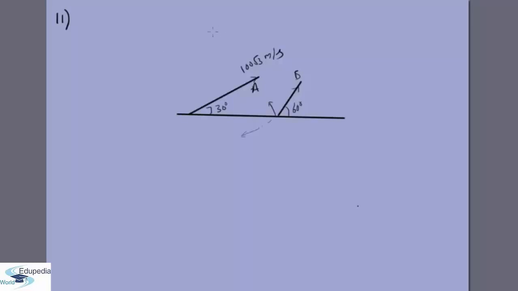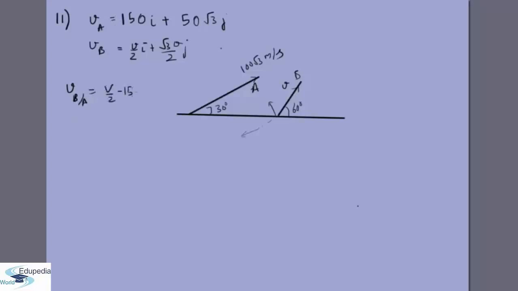So let's just write down the velocities straight away. Velocity of A will be V cos 30 i cap, that is, 100 root 3 into root 3 by 2, that is 150 i cap, plus 100 root 3 into 1 by 2, that is 50 root 3 j cap. And the velocity of B, we don't know the speed, let's assume it's V, so it's V cos 60 i cap, that is V by 2 i cap, plus root 3 V by 2 j cap. What is V of B with respect to A? That is VB minus VA, that is (V by 2 minus 150) i cap plus (root 3 V by 2 minus 50 root 3) j cap.